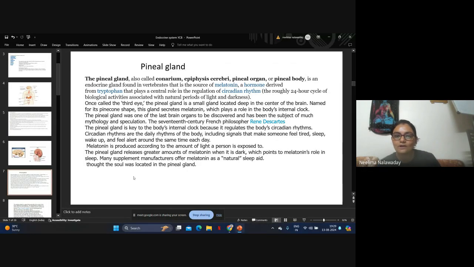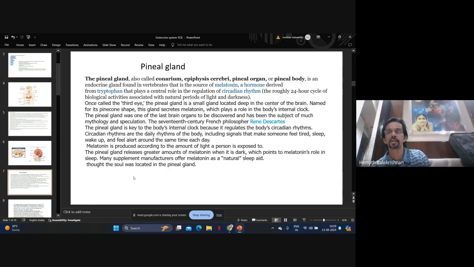The pineal gland is also called conarium, epiphysis cerebri, pineal organ or pineal body. It is very important, and lots of research work is going on this gland. It is very interesting because we compare it with our third eye center. And in the 17th century French philosopher Rene Descartes also compared this gland with the third eye center, and lots of things are there on the internet. You will find it out afterwards. So the pineal gland secretes a major hormone called melatonin. Rene Descartes has said that the pineal gland is the seat of the mind.